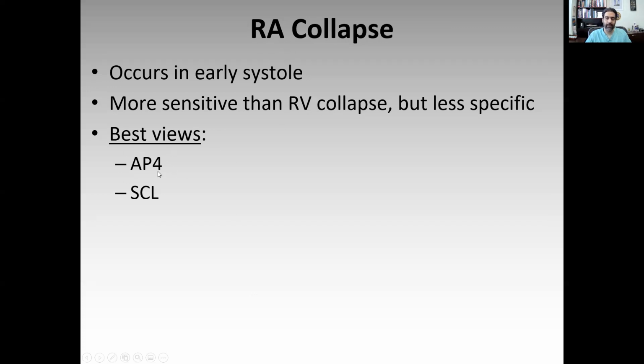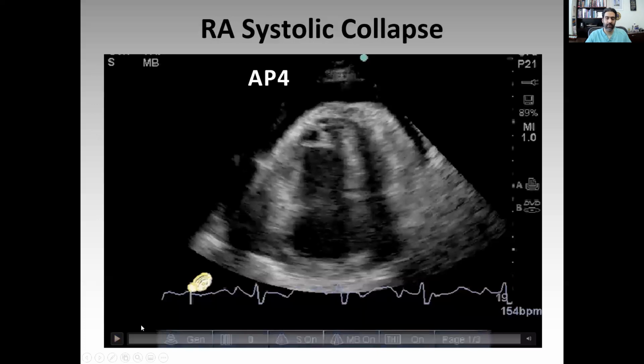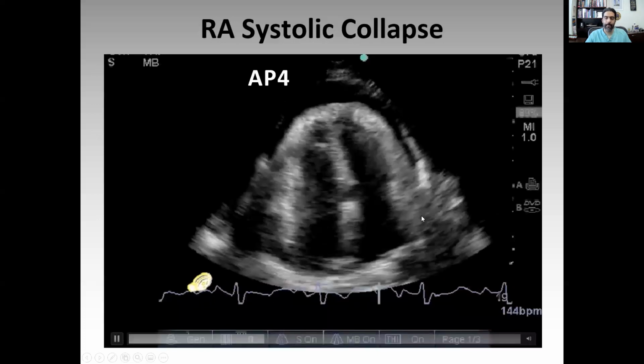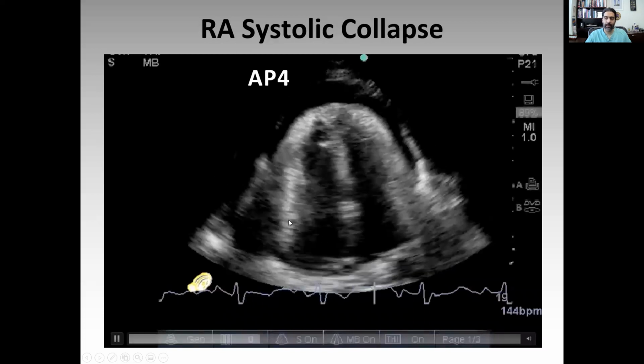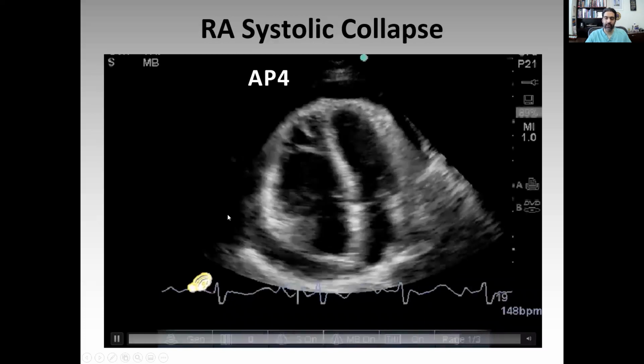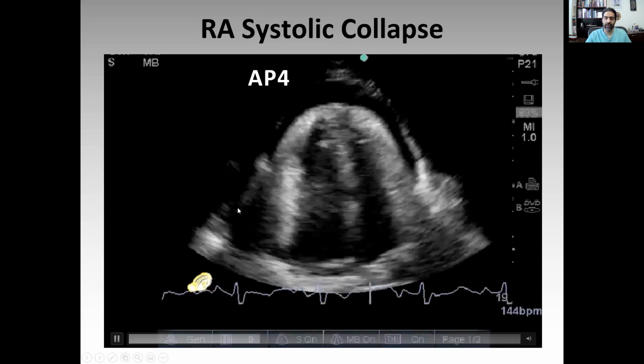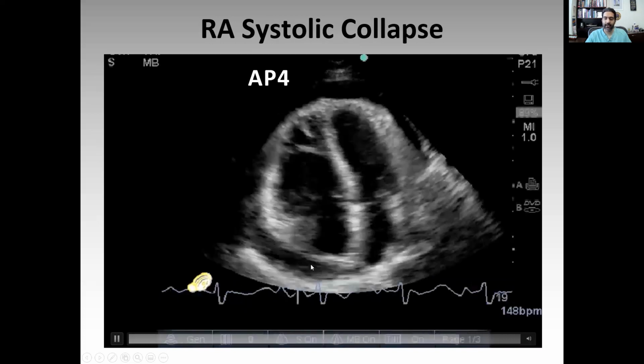So your apical four-chamber view typically is the one we go to. Subcostal long axis view is also an option. So here's an example of right atrial collapse. Again, you see an apical four-chamber view, and a rather large circumferential pericardial effusion. And right here is the right atrium.